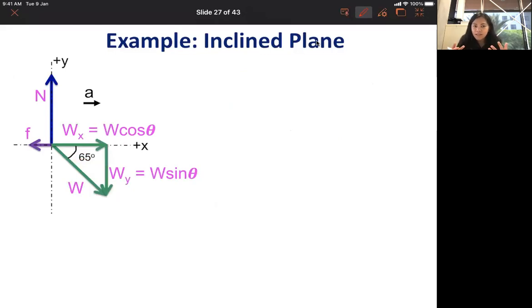That makes it simpler to get the x component and the y component, because if the angle is measured with respect to the x-axis, the x component will always be a cosine theta function multiplied by the diagonal force, and the y component will be a sine theta function multiplied by the diagonal weight force.